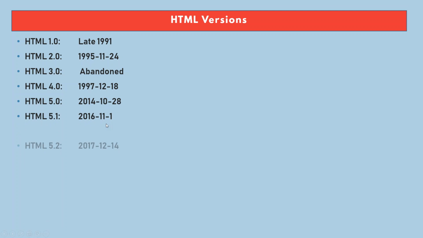5.1 in 2016, 5.2 in 2017. So as of now, the latest is 5.2, which was released last year, December. These are the list of versions. So generally we are using HTML5. HTML5 means either 5.0, 5.1 or 5.2, all these three are generally mentioned as HTML5. And HTML5 includes all the features of all the versions. So we are learning HTML5 here.